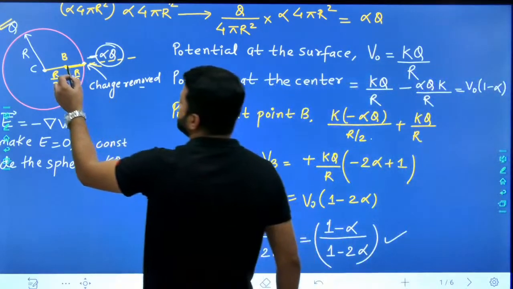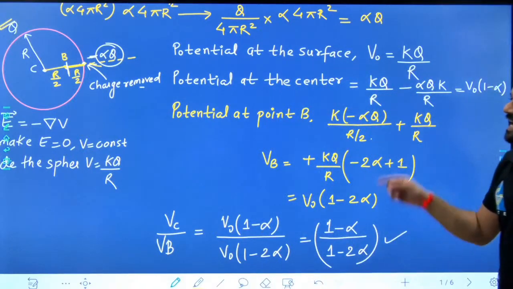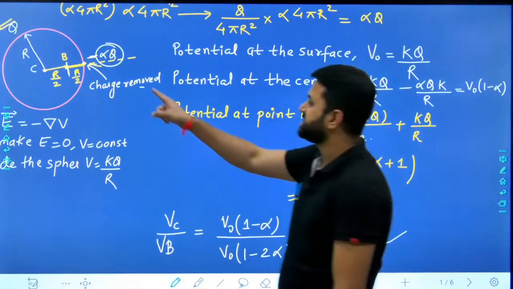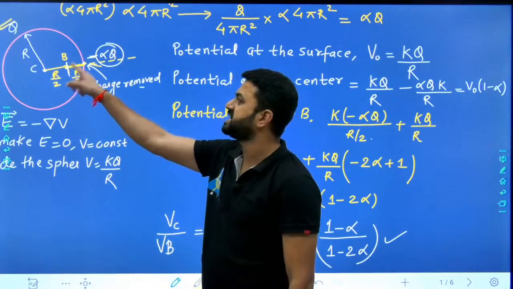We have to calculate this particular part. We have to calculate at any distance r by 2, right? Because this is the point charge, so because of this point charge we are calculating the potential at this point.